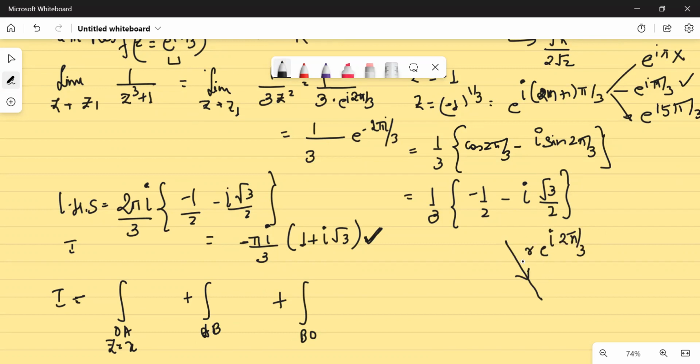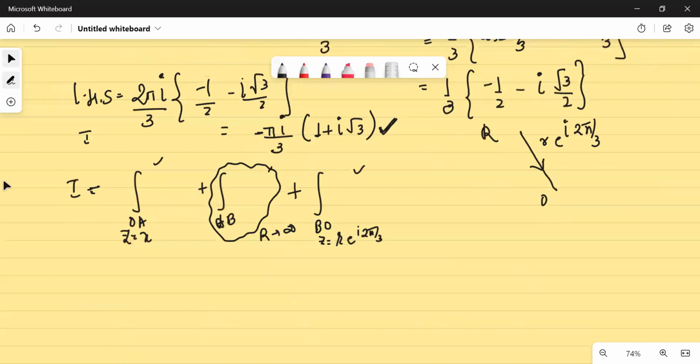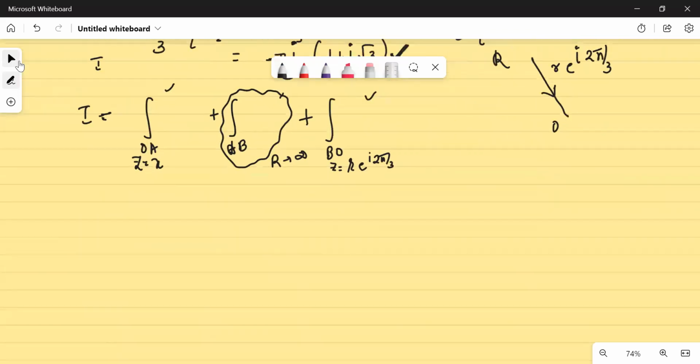Today also we are doing the same. And R varies from capital R to 0. So here I can write my Z is equal to R e to the power iota 2 pi by 3. Is that clear? So this is one integral, this is another integral, and I'm interested in finding the value of this integral as R tends to infinity. I'm interested in finding what will be the value of integration AB as R tends to infinity. That I'm going to write here.